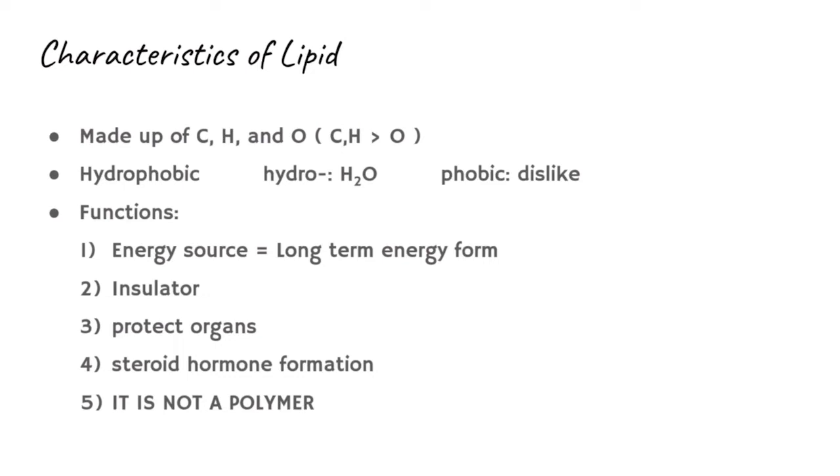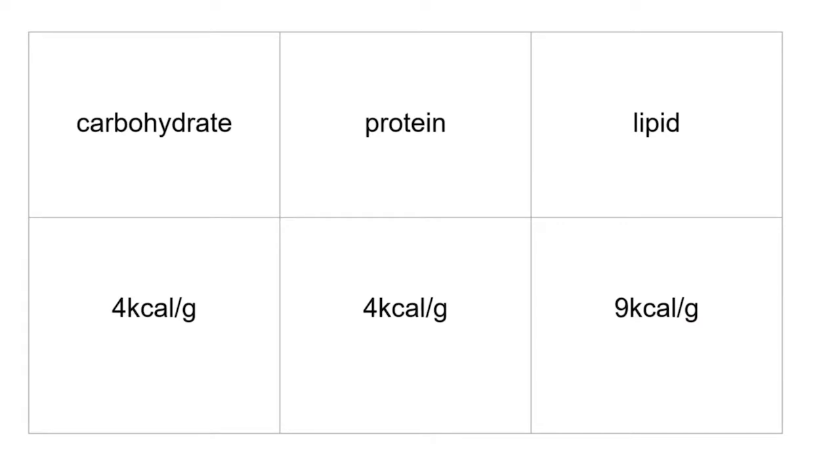Then let's take a look at the first one. I said the lipid functions as a long-term energy source. Then what's for the short term? Going back to the last lesson, glucose is the short-term energy source. There are three main energy sources in our body: carbohydrate, protein, and lipid. Among them, carbohydrate and protein give 4 calories per gram, and lipid gives 9 calories per gram. So an important thing that you should remember is that lipid gives more than twice that of the other energy sources.